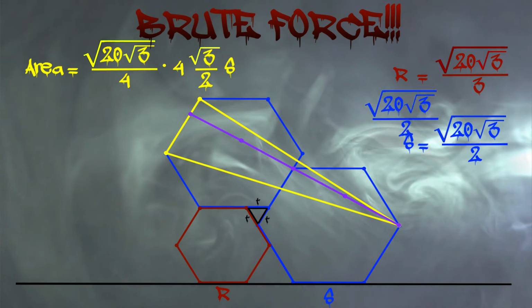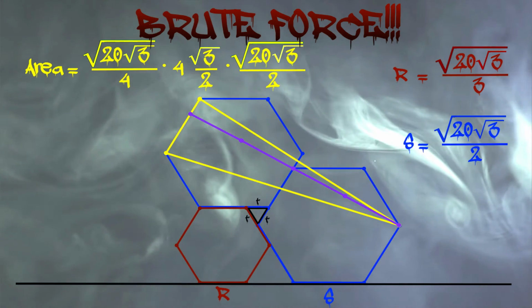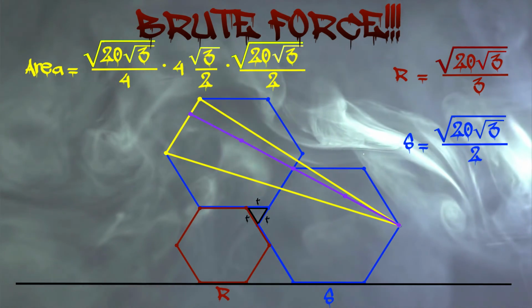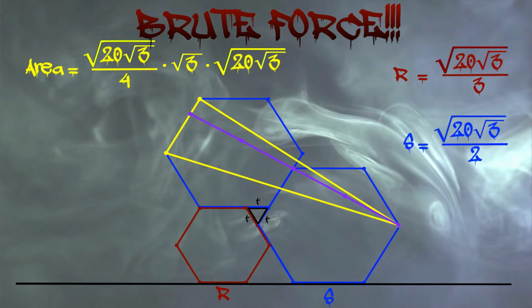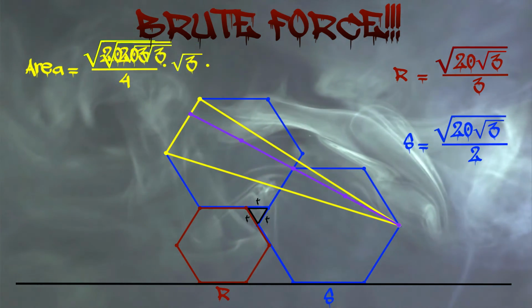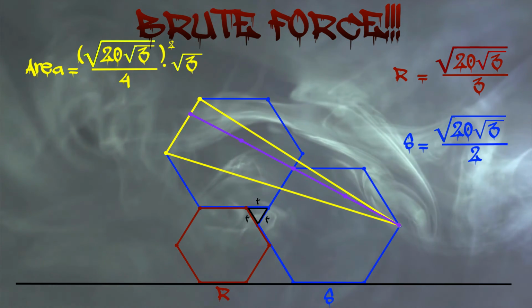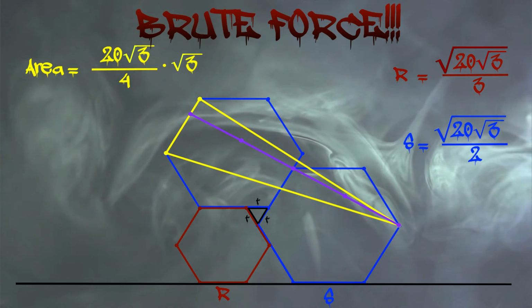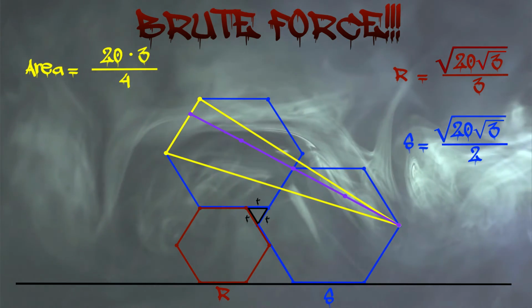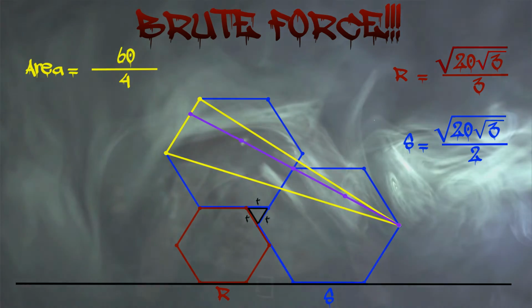If we plug in our expression for s, we get this huge mess, which we can simplify by first canceling out a 4 and 2 2's in the denominator, and then noting that we have the square root of 20 root 3 squared. The square root of any amount squared is just that amount, so that's just 20 root 3. The product of the 2 square roots of 3 is just 3. 20 times 3 is 60. 60 divided by 4 is 15.